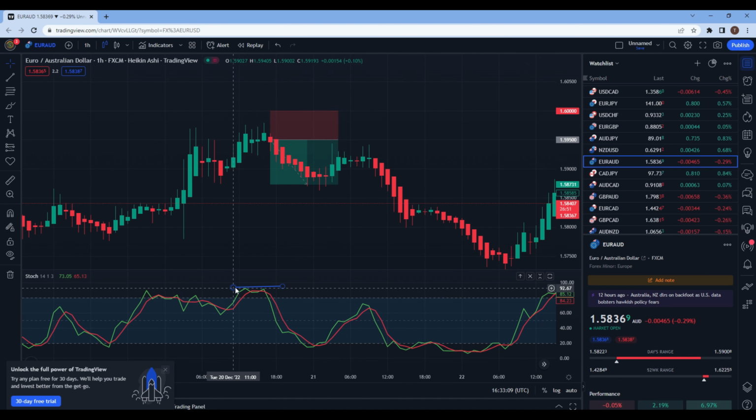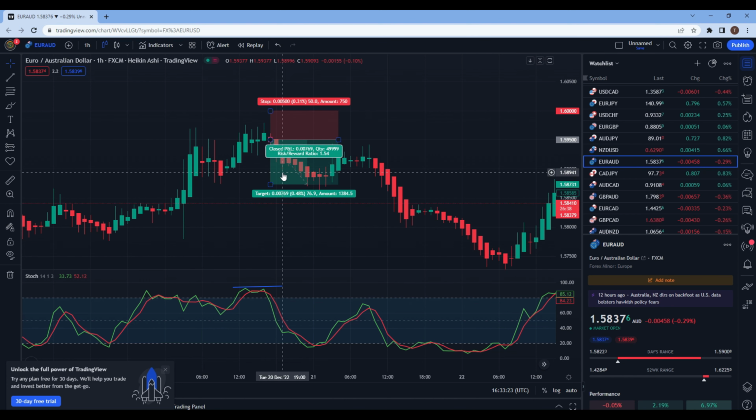The third one is the divergence. If I find a divergence, then I have more confidence in my trade, but this is not important. These two confirmations are enough for you. You can trade with this. Okay, and let it play. Just open the trade, put your stop loss, put your TP, and let it play.